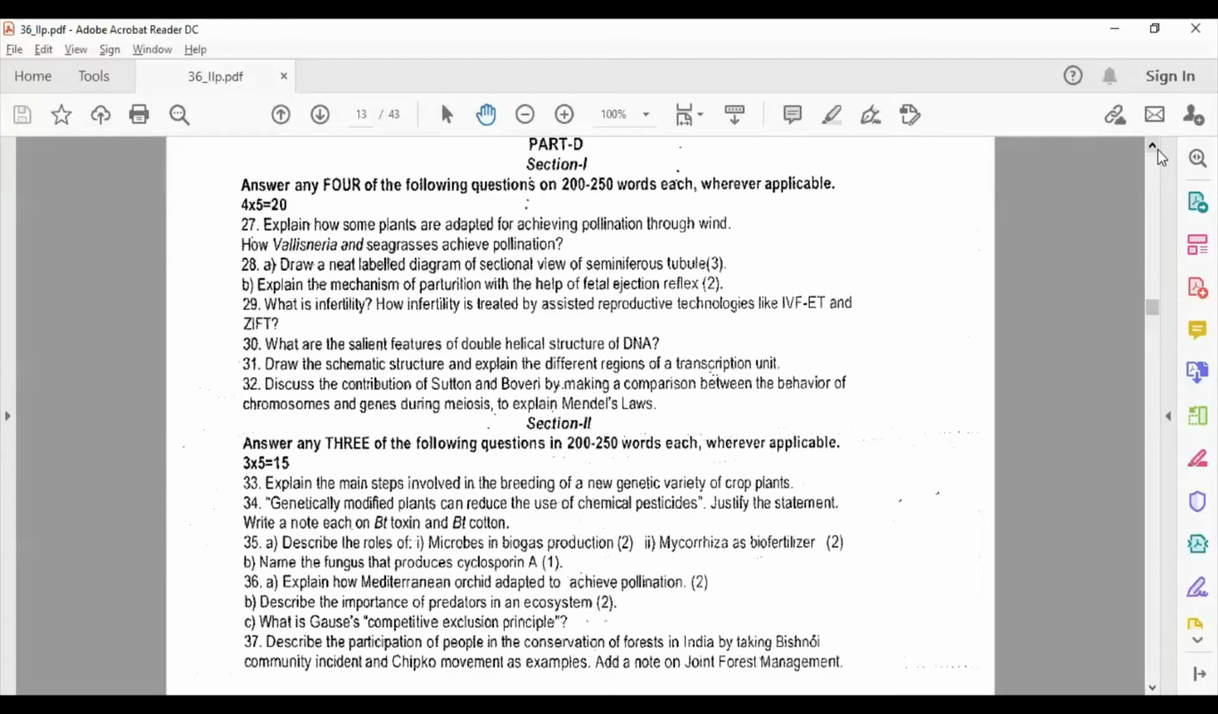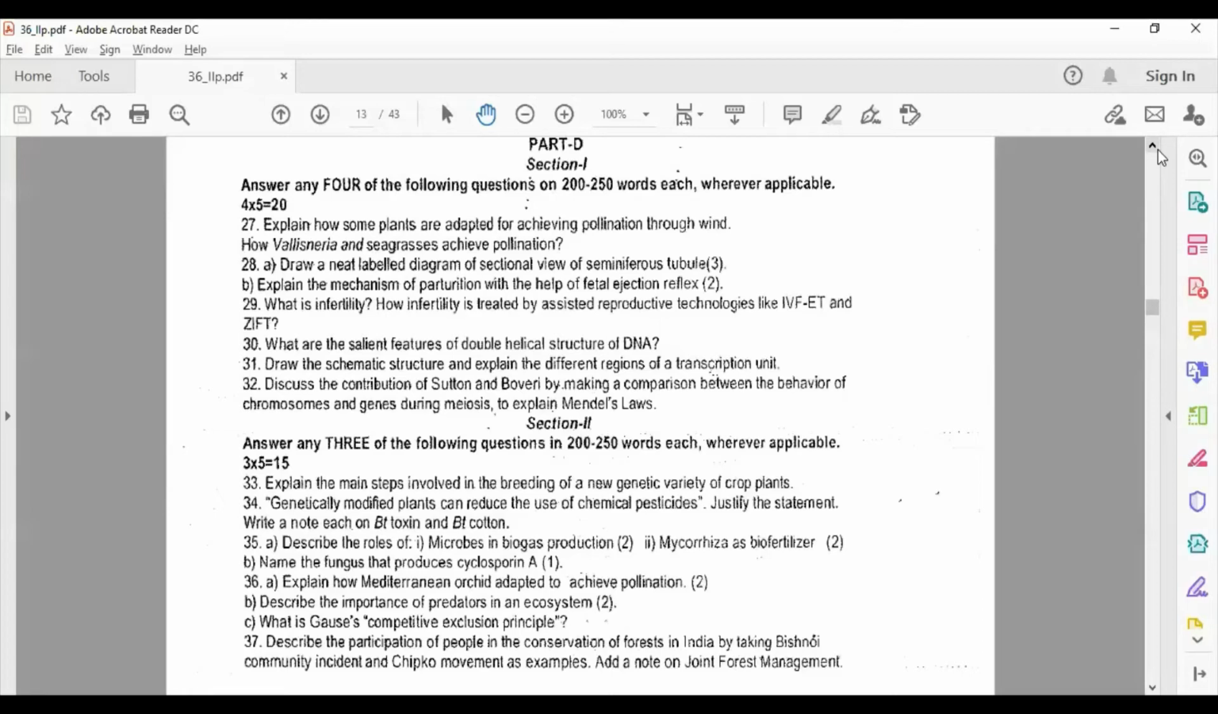Draw a neat labelled diagram of a sectional view of a seminiferous tubule. This goes to the 3rd chapter, that is human reproduction. What is infertility? How is infertility treated by ART? This goes to the 4th chapter. What are the salient features of the double helix structure of DNA? This goes to the 6th chapter.